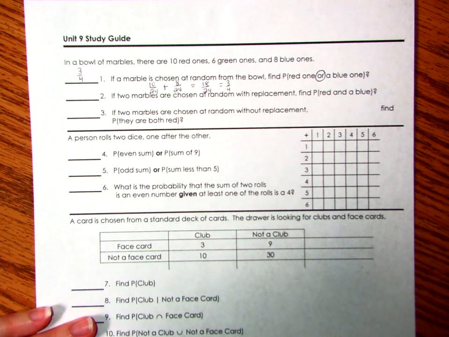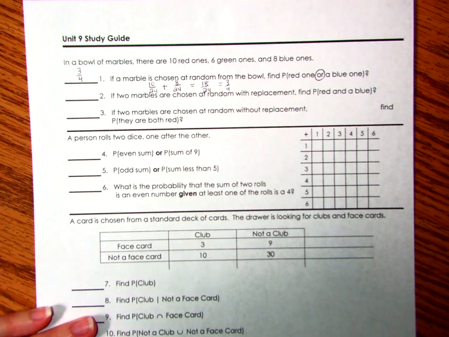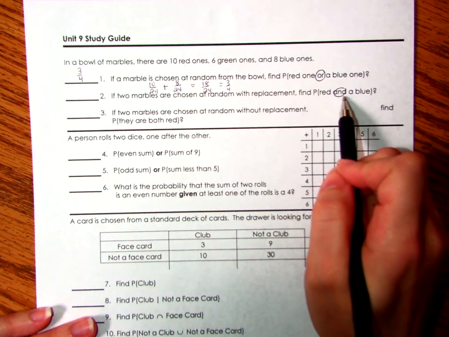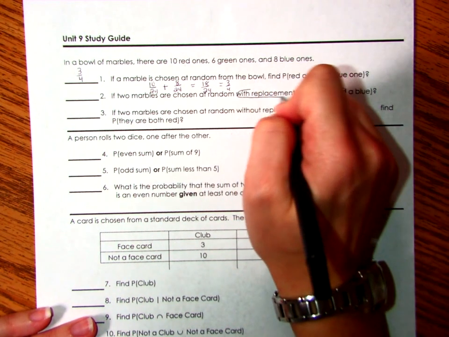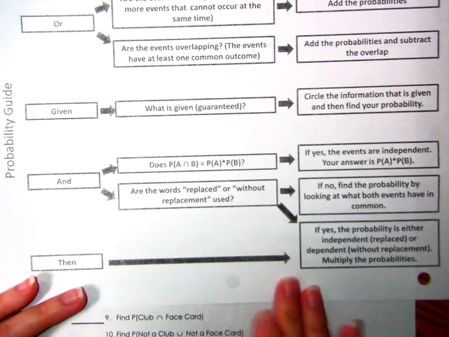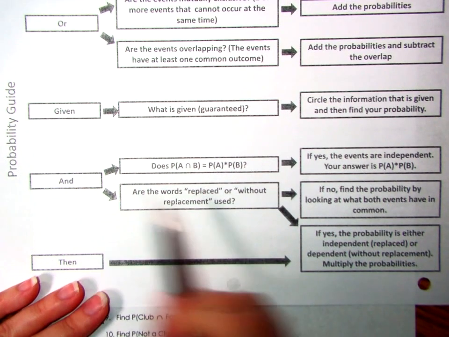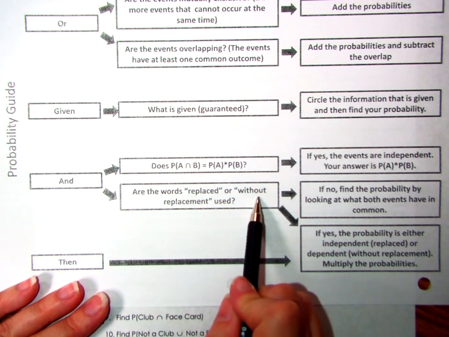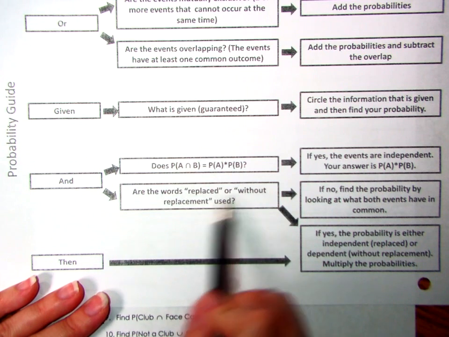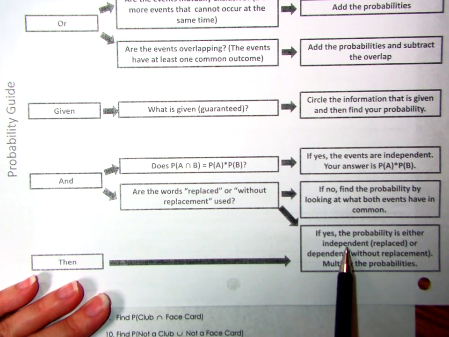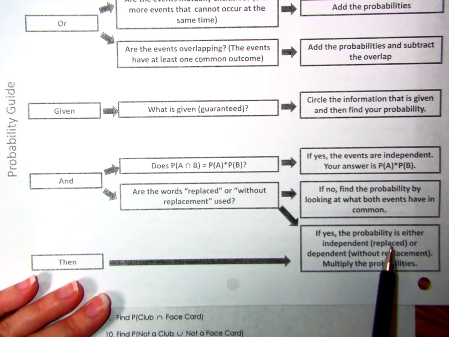Number 2, it says if two marbles are chosen at random with replacement, putting it back, find the probability of getting a red and a blue. Now see, I've seen some things in here. I saw the word and, I saw the words with replacement. So let's go back to our probability guide. In our probability guide, I saw the word and I saw replacement. So this is the track I'm going to go to. So now the question is, are the words replaced or without replacement used? Yes. So if yes, the probability is either independent or dependent. Now we use the word replaced, so it's independent.